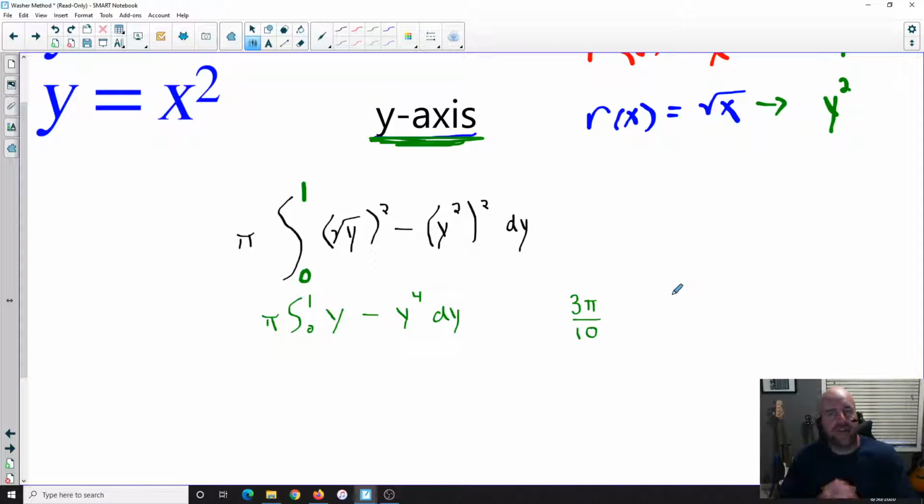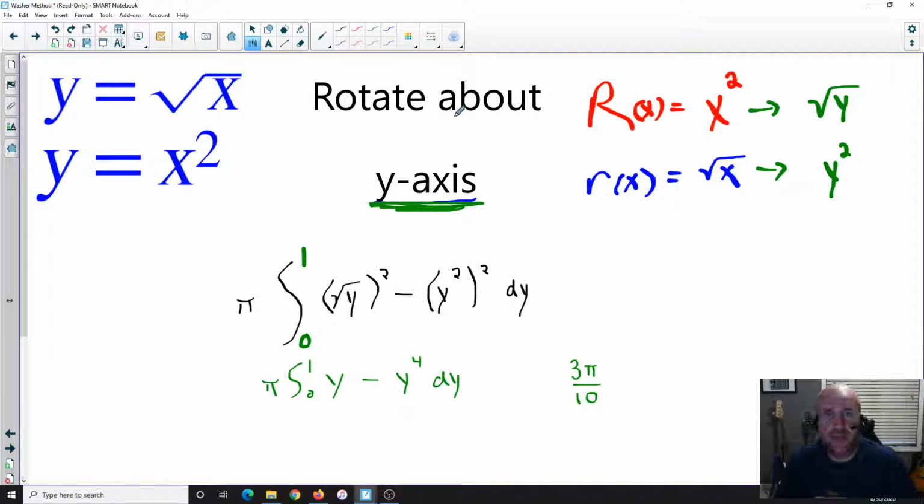So it's kind of a coincidence that this happened, because it just depends on the function. Sometimes this does happen where it's the same thing around the y and the x. A lot of the times it's going to be two different values though. So make sure if you're asked to do both, because most of the time it will not be the same answer. And that's going to wrap up the video.